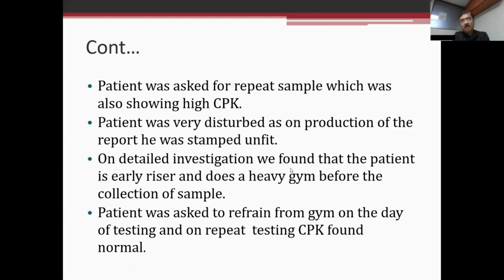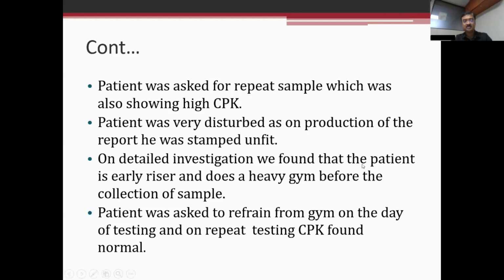I took a total interview. What is his routine? He wakes up in the morning, goes for a walk, then comes back and does heavy gymming because he is a bodybuilder, he likes heavy gym. After that he has some water and something, and comes straight to our hospital for a health checkup. All 3 times he has done that.